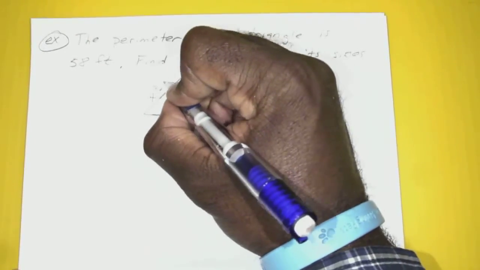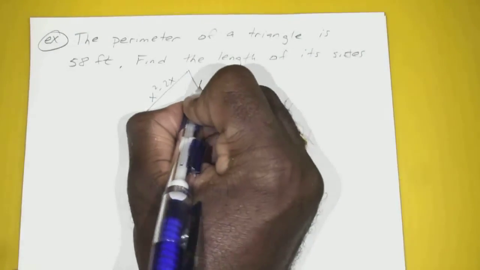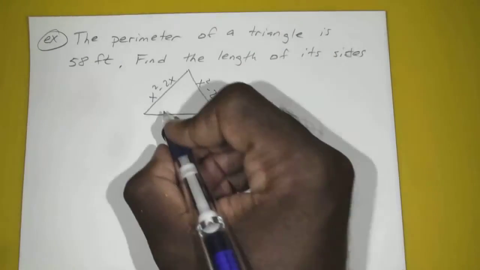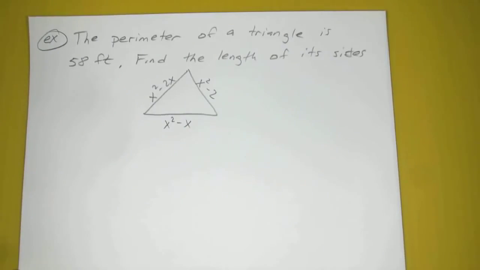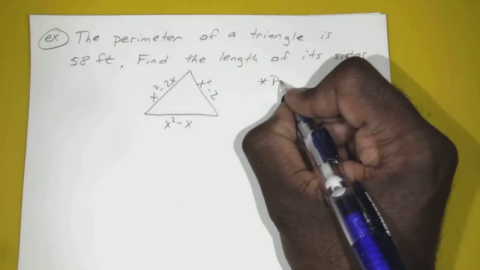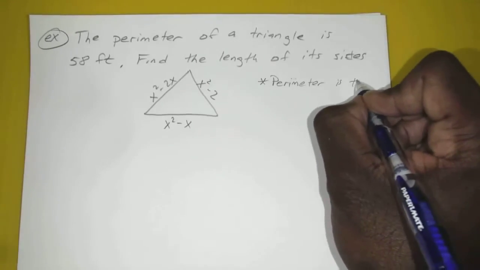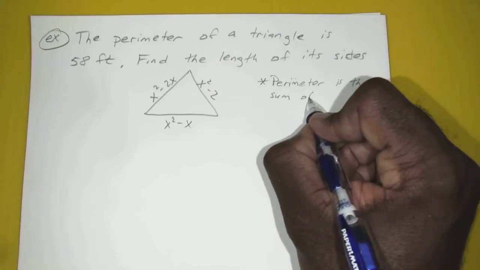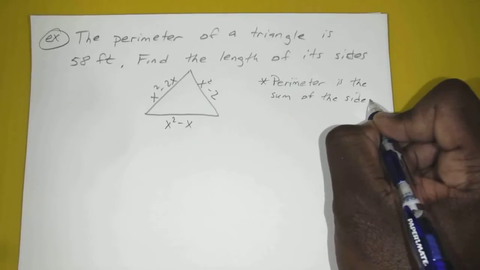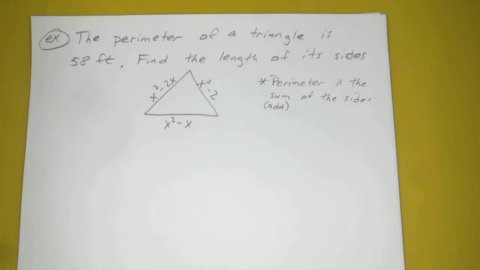And one side is x squared minus 2x. This side is x squared minus 2. And this side is x squared minus x. Okay. Now remember, the perimeter is just the sum of all the sides. And sum is just a fancy way to say add.